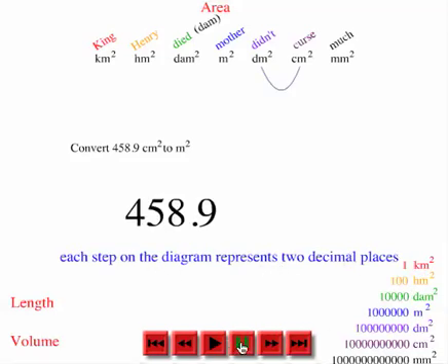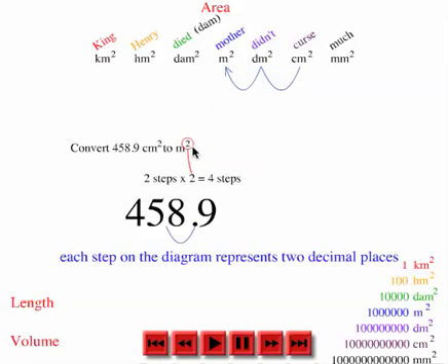So what we're going to be doing is we're converting 458.9 centimeters squared to meters squared. So we look at our diagram, and we're converting centimeters squared to meters squared. So that's 2 steps on the diagram. So if each step on the diagram represents 2 decimal places, all we have to do is multiply our steps on the diagram by 2.